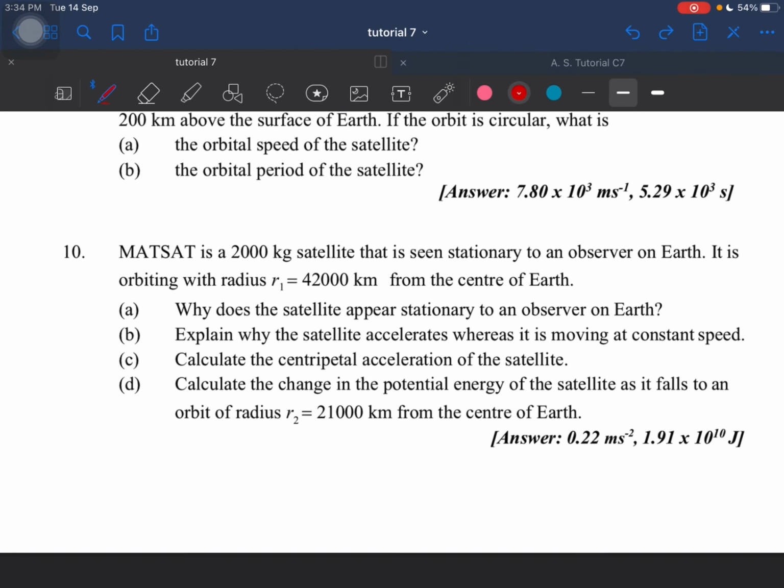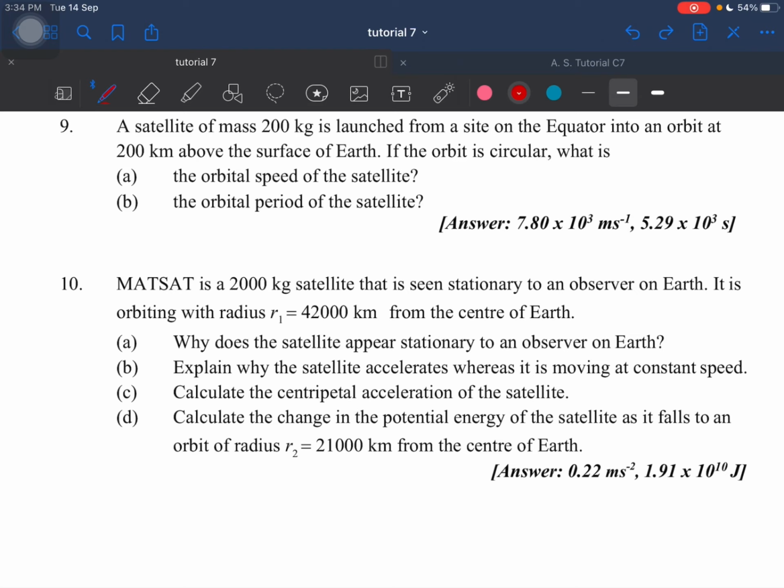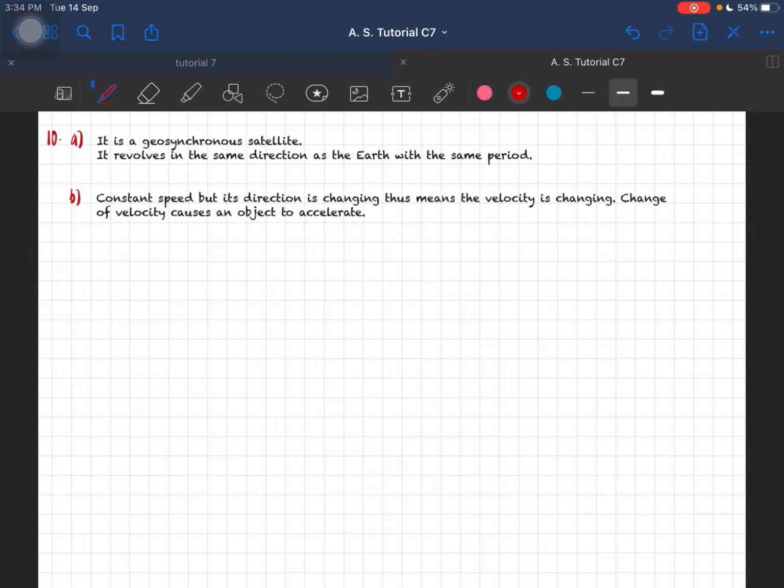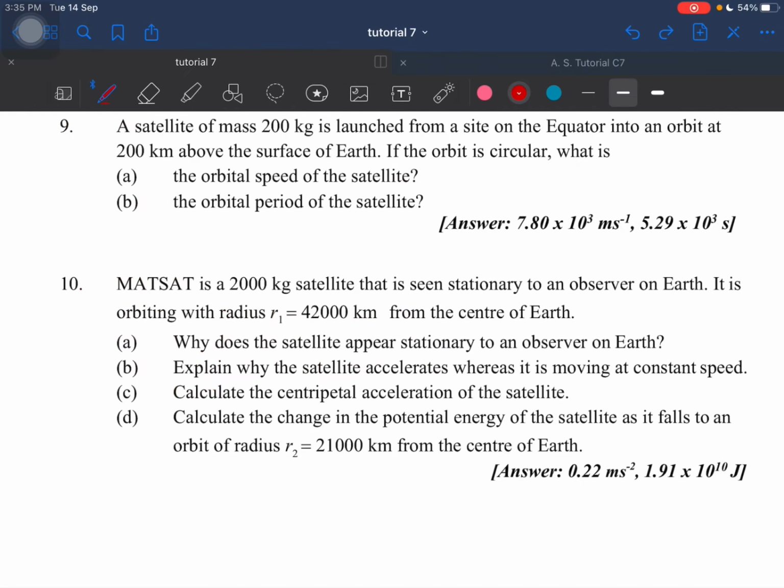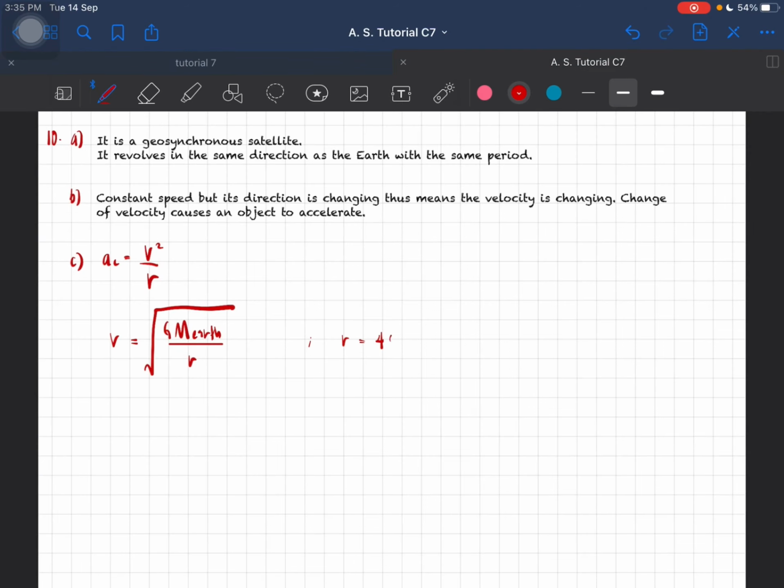Then question C, calculate the centripetal acceleration of the satellite. So centripetal acceleration, we know that it is equal to a_c = v squared over r. Okay, so from here we have to find the value of v, which is the orbital speed. So orbital speed is the square root of G times the mass of the Earth over the distance. Okay, so the distance is 42,000 kilometers.